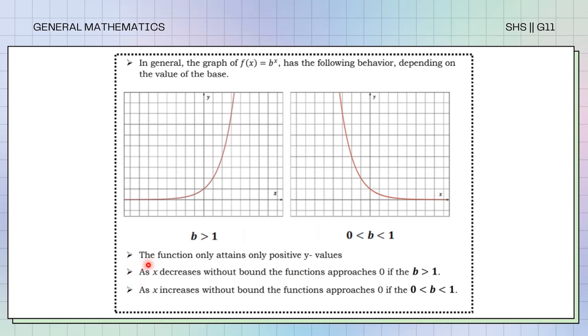So remember this one. The function attains only positive y values. As x decreases without bound, the function approaches 0 if b is greater than 1. As x increases without bound, the function approaches 0 if b is greater than 0 but less than 1.